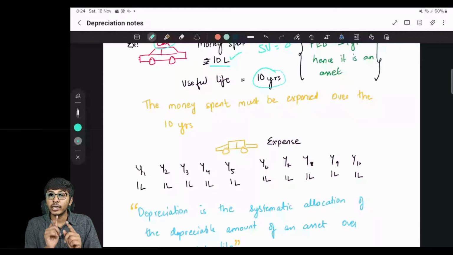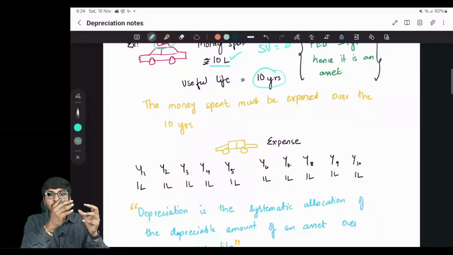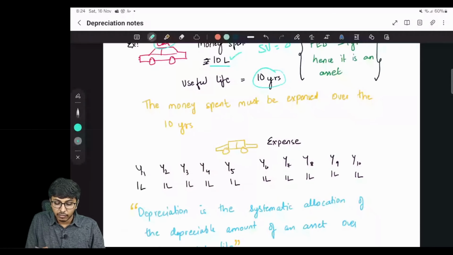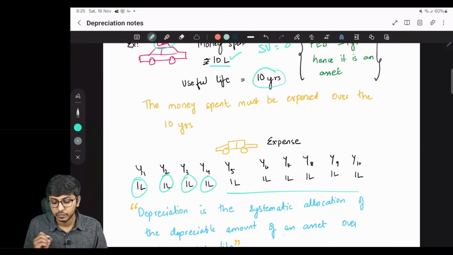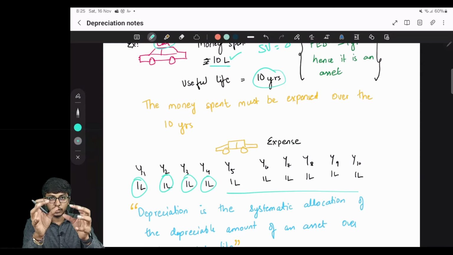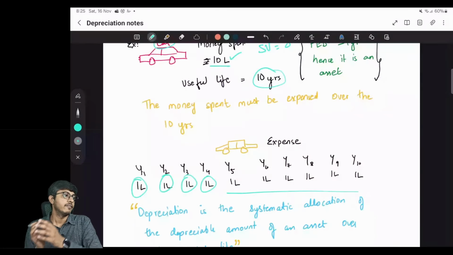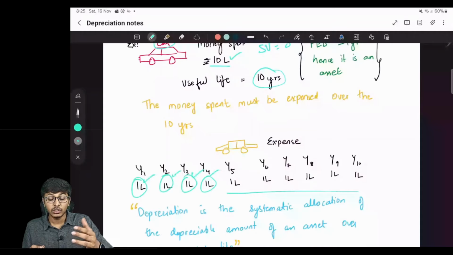No. Why? Because I'm not using the entire value of that car in the first year itself. I'm using it over 10 years. So assuming we will use it uniformly over 10 years, we will depreciate 1 lakh each year, correct. When I say depreciate, we will remove 1 lakh from the asset and we will put it to P and L. Every year we will be removing 1 lakh and we will put it to P and L. Got it? So this is depreciation.